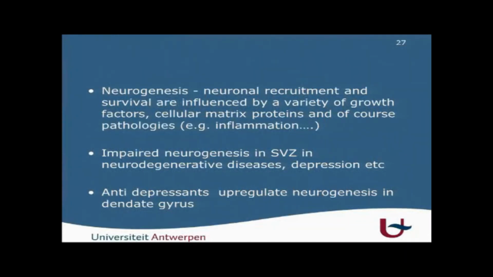And it's also demonstrated that in neurodegenerative diseases, the topic of the previous speaker, typically the subventricular zone is affected. The neurogenesis in the subventricular zone is affected. Neurogenesis is also affected in depression at the level of the hippocampus. And some antidepressants upregulate neurogenesis in the dentate gyrus. So neurogenesis is something of quite some importance.